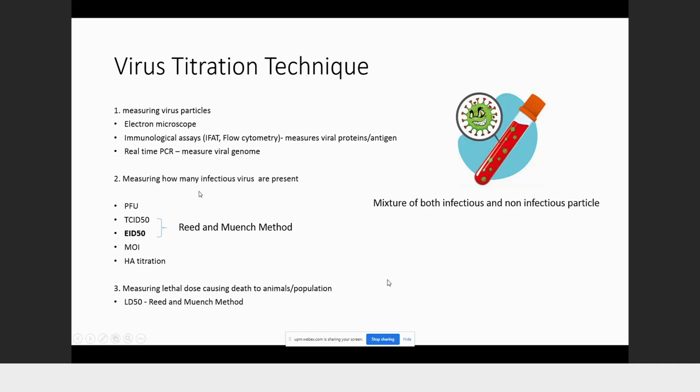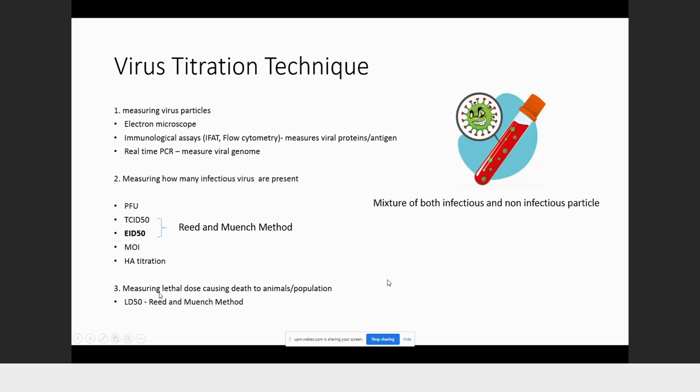But most of the time, by measuring only virus particles, you don't know how many infectious viruses are there. So it is quite crucial to determine how many infectious viral particles are present, and there are many available methods that can be used to quantify the infectious particles of virus in your samples. There are methods known as plaque forming unit, tissue culture infectious dose 50, egg infectious dose 50, multiplicity of infection, and HA titrations. Remember, we have covered this topic.